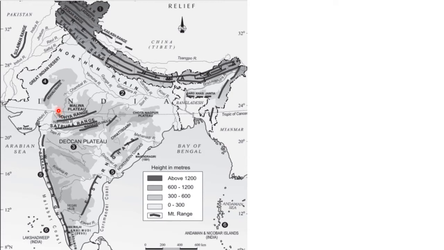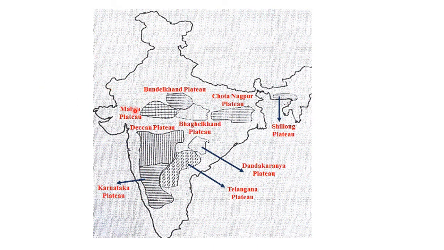The rivers from the southwest drain toward the northeast. That means the water flows from the southwest toward the northeast, and it indicates the slope of this region, meaning this region is higher. The plateaus found in the Central Highlands are the Malwa Plateau, the Bundelkhand Plateau, the Baghelkhand Plateau and the Chotanagpur Plateau.